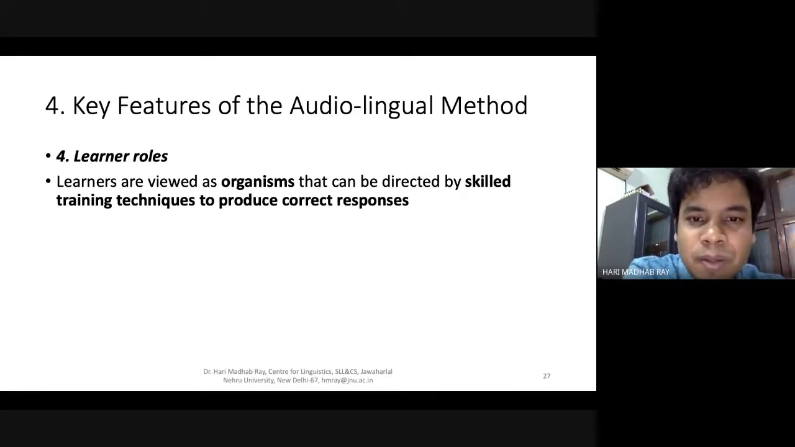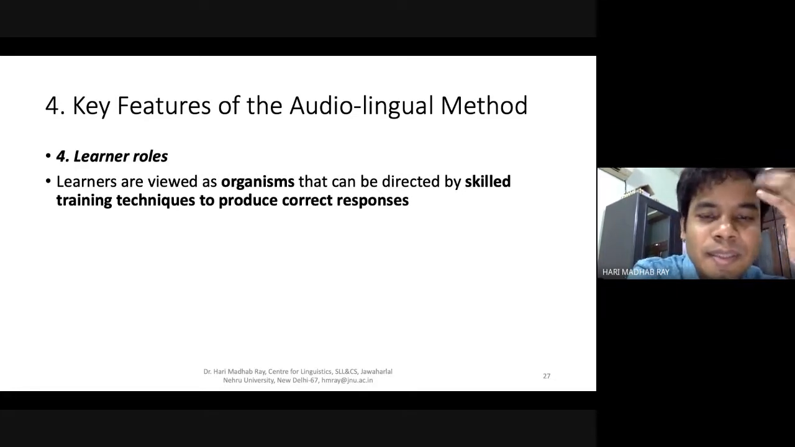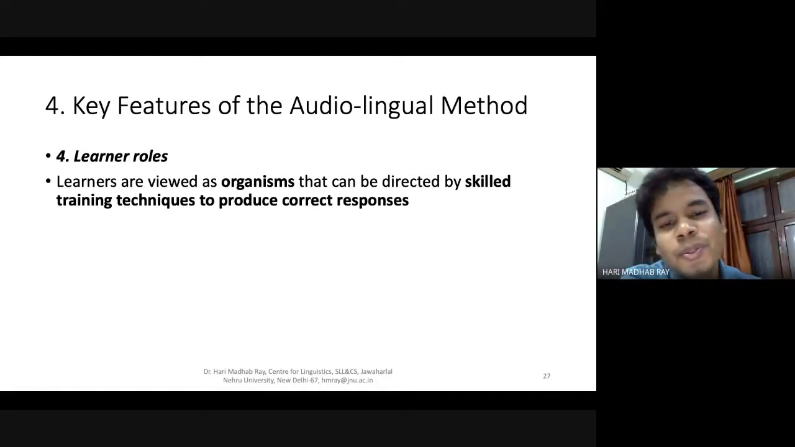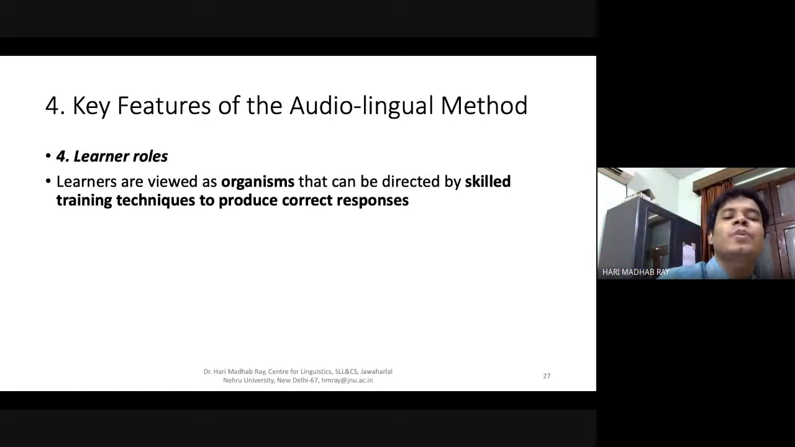Maybe you can also ask the same question to the Americans: why don't you speak like me? The way I speak Hindi, the way I speak Bangla, why can't you? But since they are the teachers, they decide what to do and what not to do. So learners are viewed as organisms that can be directed by skilled training techniques to produce correct responses. Parrot, chimpanzee kind of things.